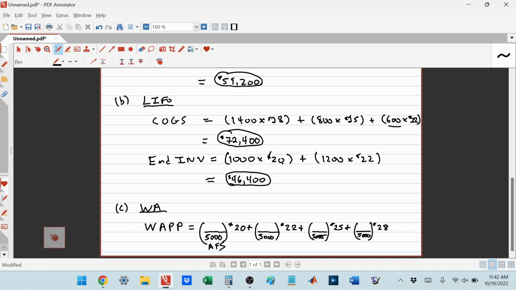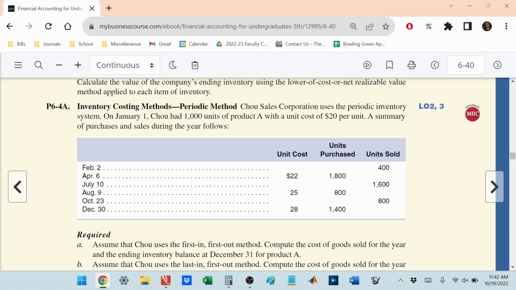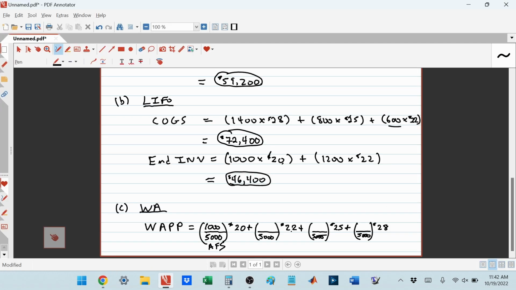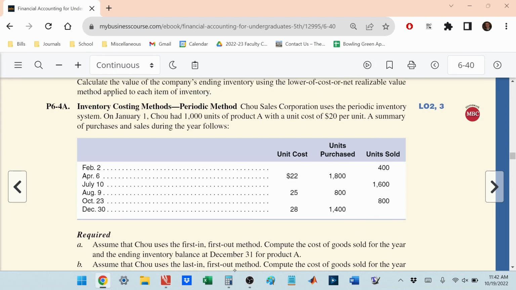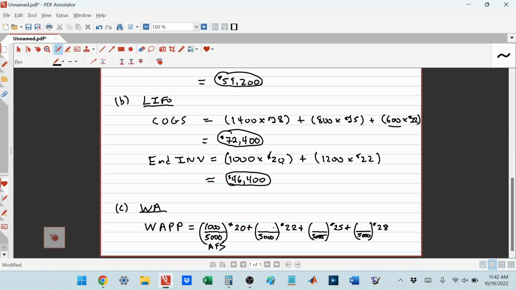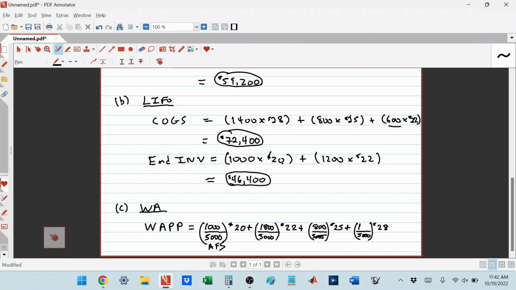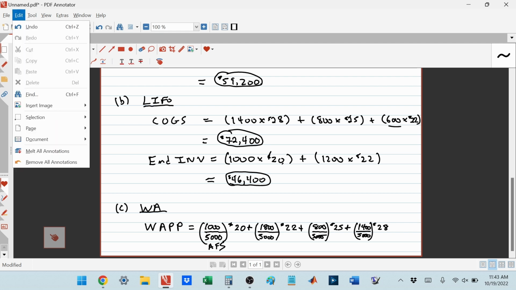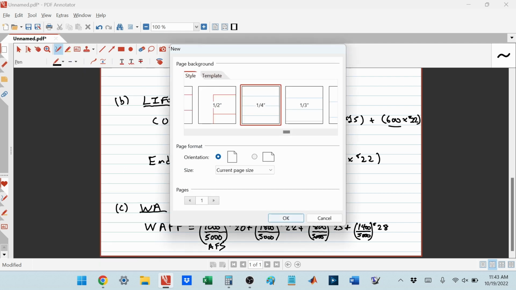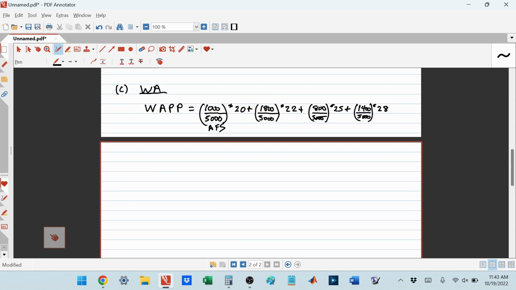How many of these 5,000 units were purchased for 20 bucks? 1,000 of them. Those are the ones sitting there at the beginning of the year. How many of the 5,000 units were purchased for $22? 1,800 of them. How many were purchased for $25? 800 of them. And then how many were purchased for $28? 1,400 of them. The weights should always add up to 1. By the way we constructed it, they have to add up to 1 here. And then we just do that calculation.